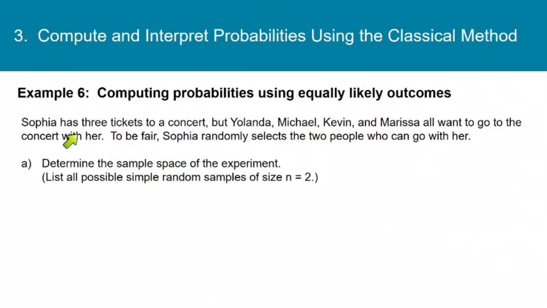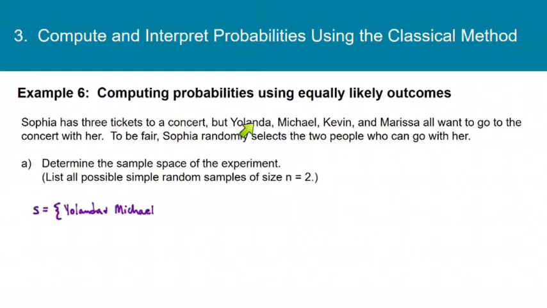Now example 6. Sophia has 3 tickets to a concert, but Yolanda, Michael, Kevin, and Marissa all want to go to the concert with her. To be fair, Sophia randomly selects the 2 people who can go with her. Determine the sample space of the experiment. In other words, we need to list all the possible simple random samples of size n equals 2.